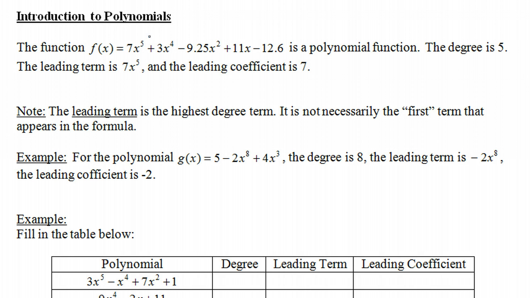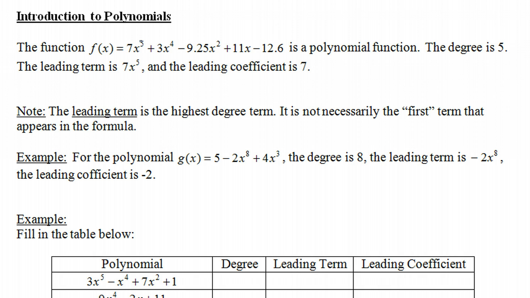Okay, we have this 7x to the fifth. 5 is the highest power of x that appears anywhere. So 5 is the degree. The leading term, that's the term that has the highest degree, is 7x to the fifth, and the leading coefficient is just the coefficient of the leading term, which is 7.